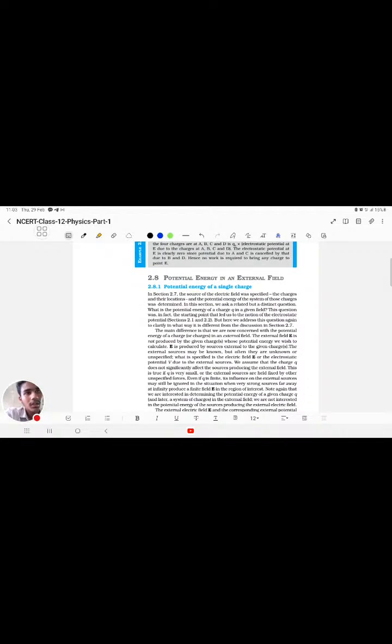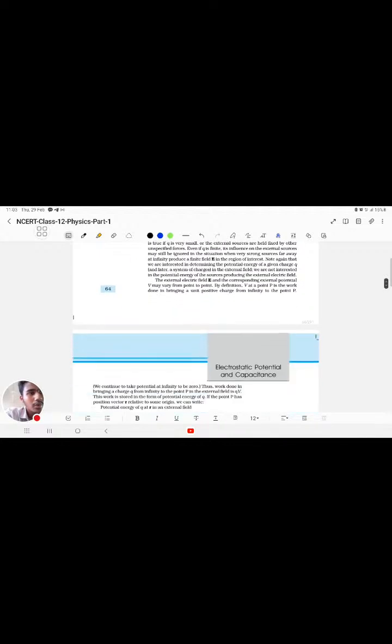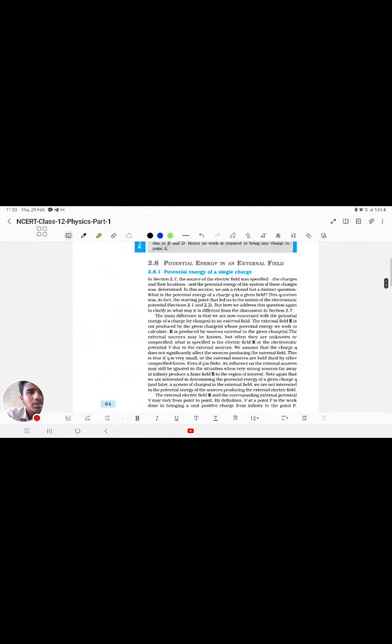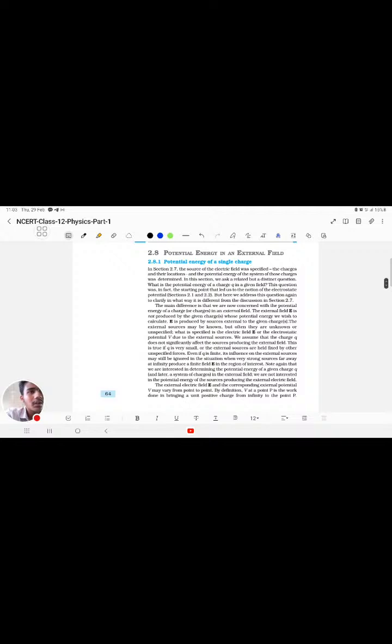Now we are talking about potential energy in an external field. Okay, what is that? In section 2.7, the source of the electric field was specified, the charges and their locations, and the potential energy of the system of those charges was determined. In this section, we ask a related but distinct question: what is the potential energy of a charge q in a given field? Let's say I have been given the field, and I have not specified the amount of charges present, which means that only the field is actually required.